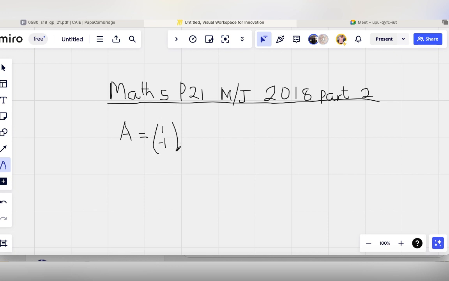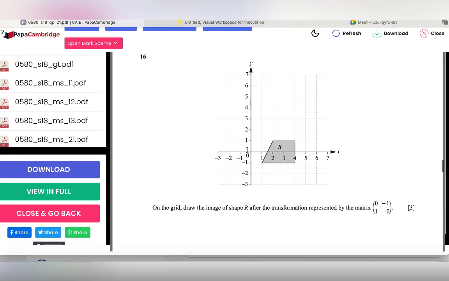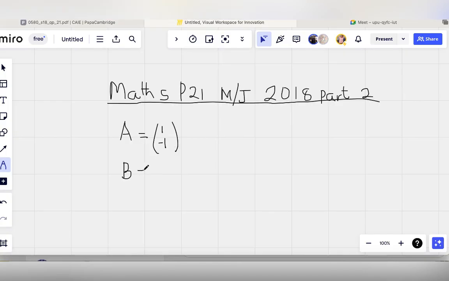Now we write for B. If you start counting from the origin, 1, 2, 3, 4: 4 on the x-axis and negative 1 on the y-axis. So the vector of B is 4, negative 1. We write that vector down.